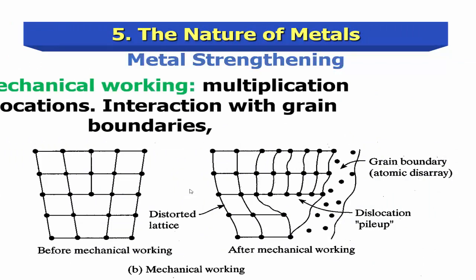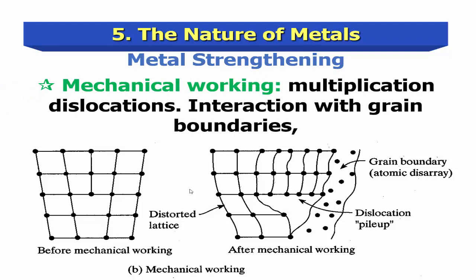For mechanical working or metal strengthening, this is a multiplication of dislocations, and this is an interaction with grain boundaries. So we have here the before mechanical working and the after mechanical working. After mechanical working, we have the grain boundary, and we have here the dislocation, we have here the distorted lattice.